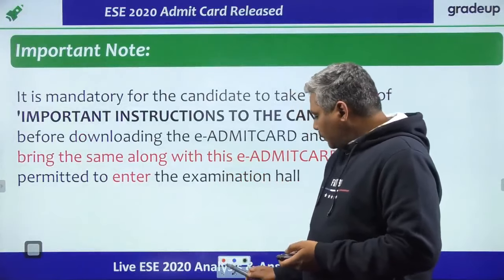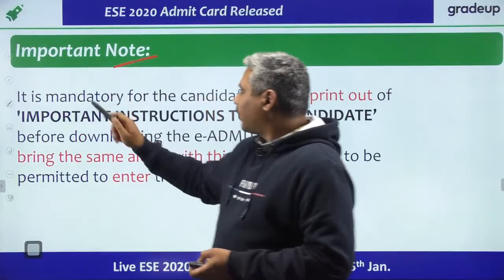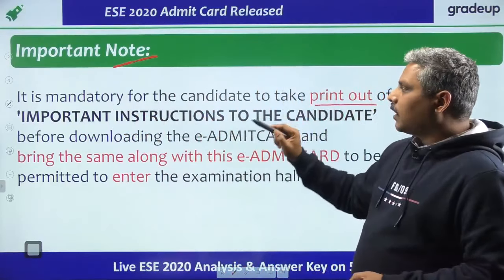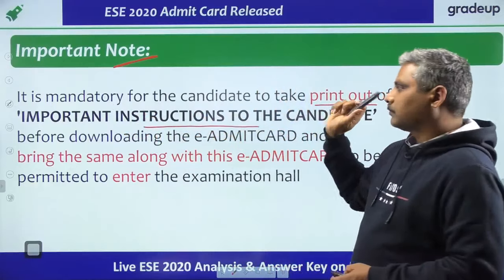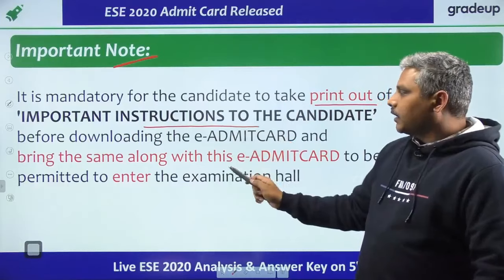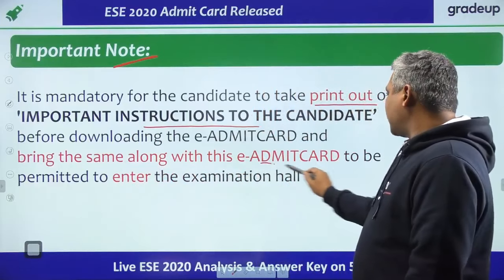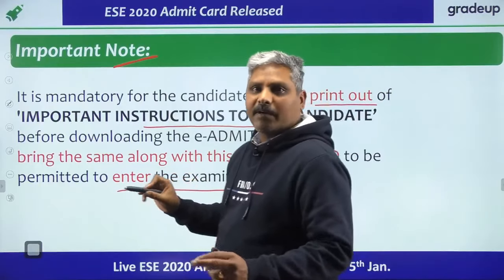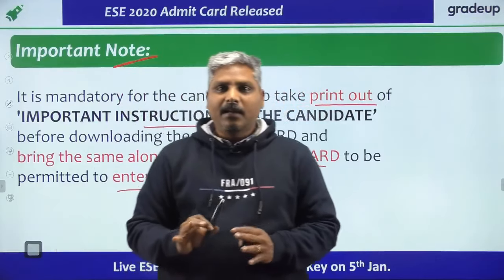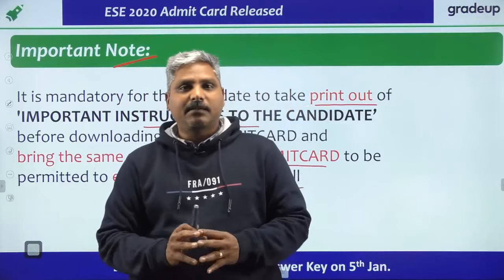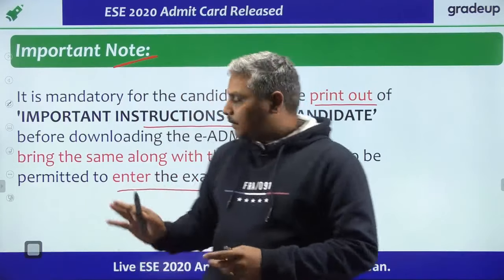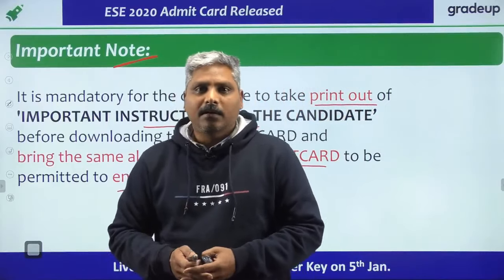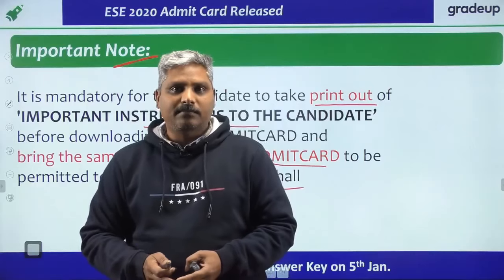This is what I am telling you. Please download this. Some points I have highlighted. It is mandatory for candidates to take a printout of the admit card and important instructions and carry them. Bring the same along with the e-admit card to be permitted to enter the examination hall. Not only admit card. We all think that just the admit card is sufficient. Maybe it is sufficient in the examination hall, but as per the instructions, it is said to take the printout of the instructions also. Better you take it and carry with you. Nothing wrong in this. You are just wasting one more paper. Not a problem at all.